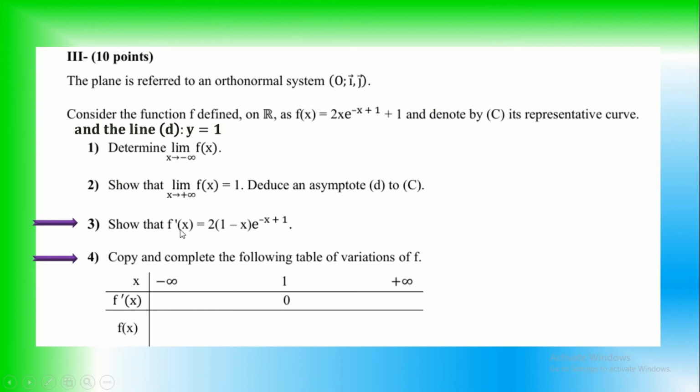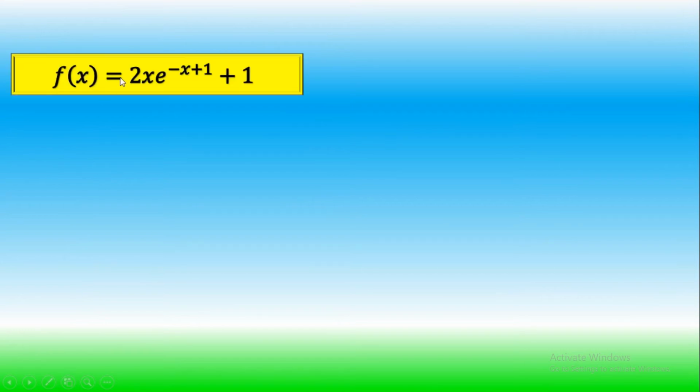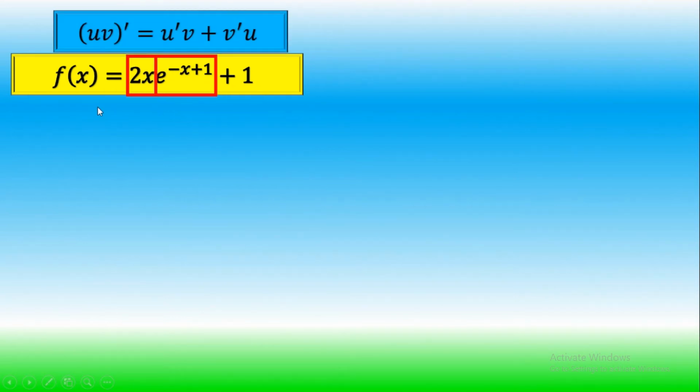Now show that f prime of x equals 2 into 1 minus x exponential minus x plus 1 and complete the table of variation. If you know something, we have f of x equals 2x exponential minus x plus 1 all plus 1. Well, what about the derivative of this function? The derivative of the constant 1 will be sure 0. What about this derivative for 2x exponential minus x plus 1? Isn't it in the form of u v prime? So it will be u prime v plus v prime u.